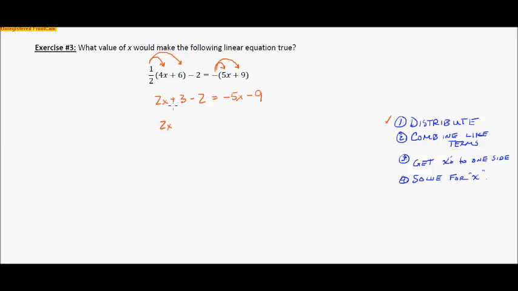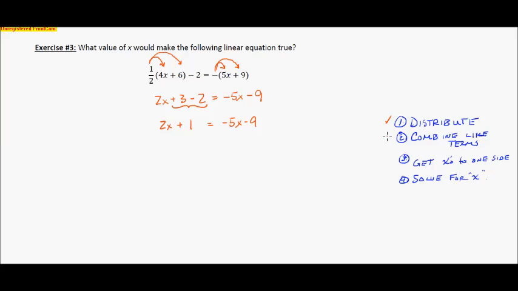And if I take a negative 2 and add it with the 3, so positive 3 minus 2, well, that's going to be a positive 1. So I just write down a positive 1. All right, these are not like terms, so I'm just going to bring those down just the way they are.